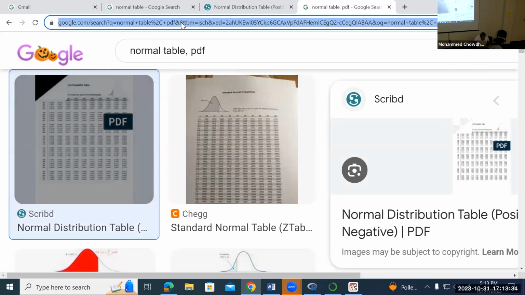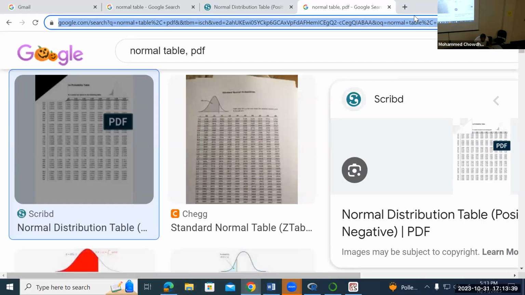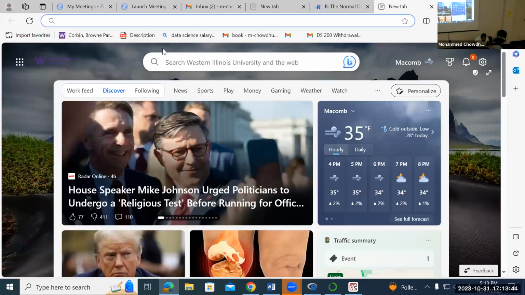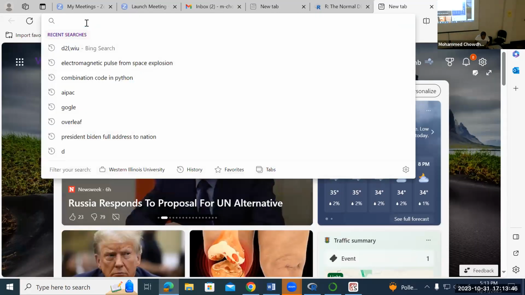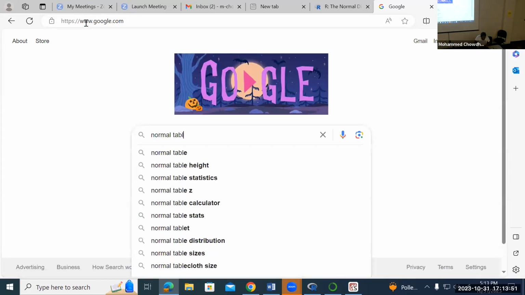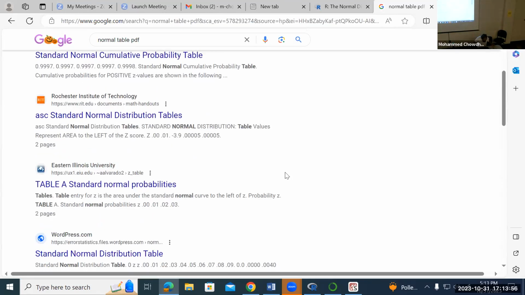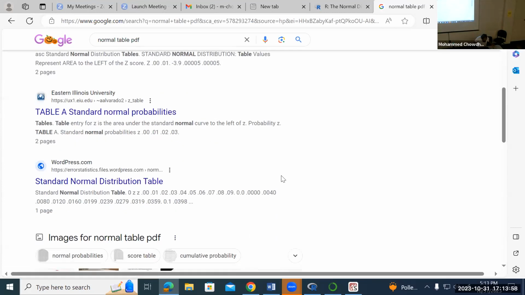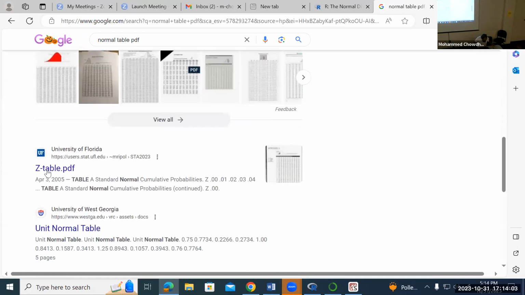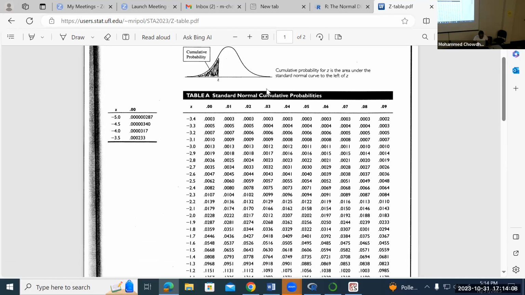Hold on. Instead of that one, go to this one, find in there. Normal table, PDF. Yes. Finally, I found.